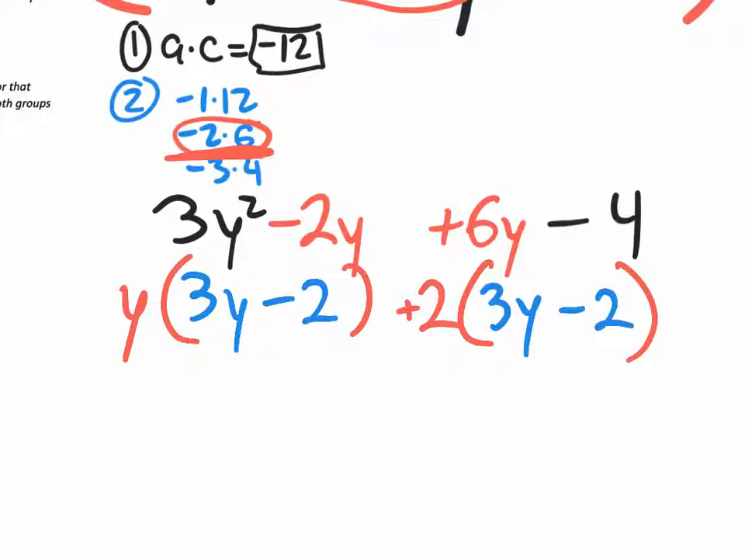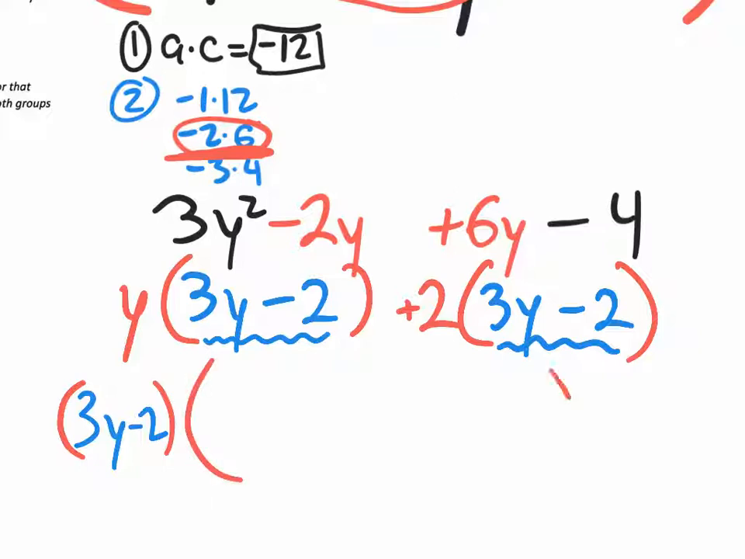3y minus 2 as well. So now we could actually pull out this binomial and that binomial, which are in common in both groups. So let's pull out that common binomial from both groups. I have a 3y minus 2 out here. And what would I have left over on the inside? The y and this positive 2.